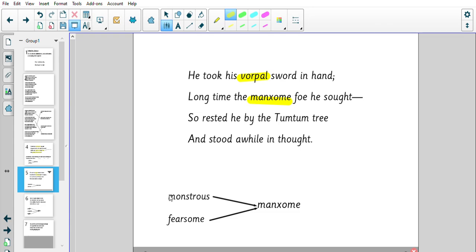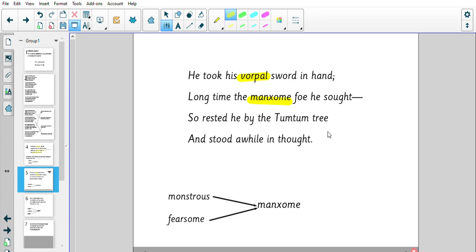So if you look at the first three letters here of monstrous, you can see they're the same as mon here. And the last few letters of fearsome, that at the end, is also at the end of manxome. Okay, so monstrous and fearsome, again, that's helping to build a picture of what this creature is. So, long time the manxome foe he sought. Foe is another word that I might want to highlight.